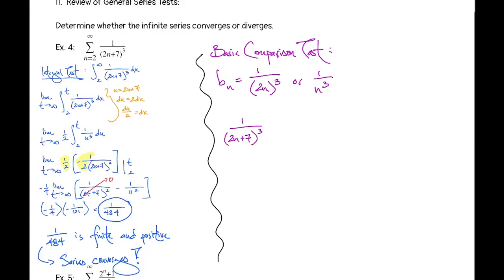And let's see if we compare that to 1 over (2n) cubed. But let's also say we're going to take our original and compare it to 1 over n cubed. All right, so take a moment and compare each pair to itself, and then think about which one you're able to draw a conclusion from about whether one is larger than the other or one is smaller than the other.